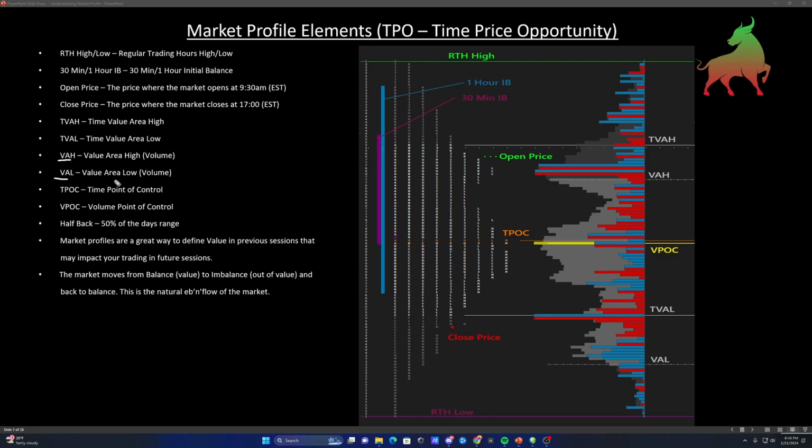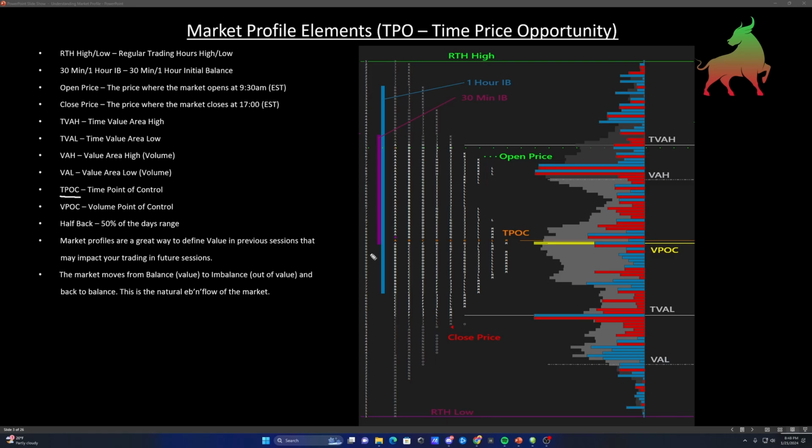Value area high and value area low, this is just on the volume profile side. Value area high, value area low, this is where 68.2% of volume was done on the day, one standard deviation from the volume point of control.